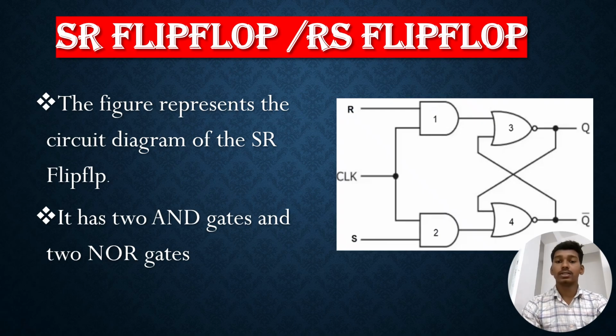And here there is a common connection for the clock pulse to the two AND gates, and the other two terminals are inputs for the circuit, called R and S. If the clock pulse is 1, the circuit can perform its logic function. If it is 0, we cannot produce any kind of output in the flip-flop.